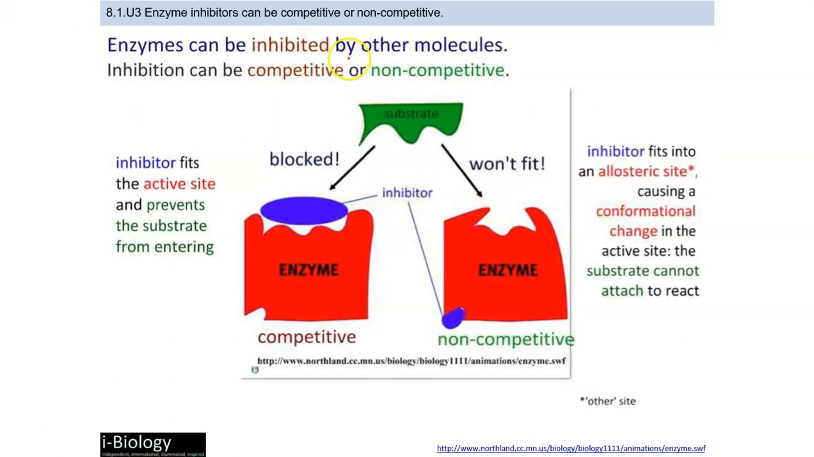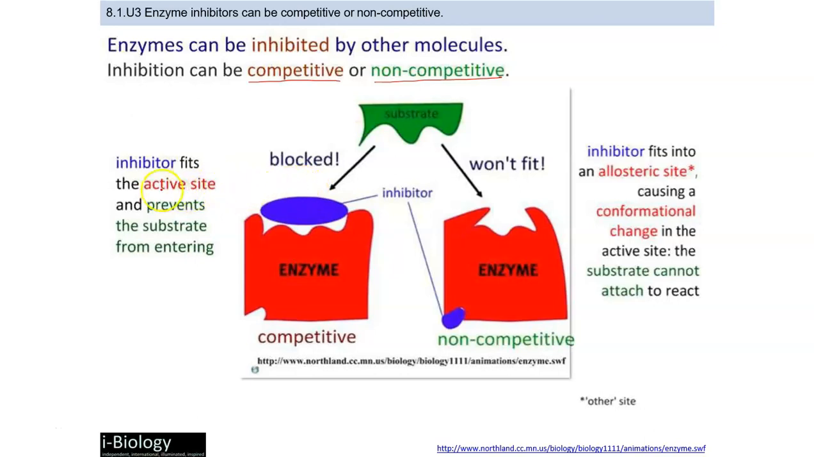How can enzymes be inhibited by other molecules? There are two different types of inhibition that can be done for the enzyme. The first type is competitive inhibition, and the second type is non-competitive inhibition. Let's see what's the difference between competitive and non-competitive.